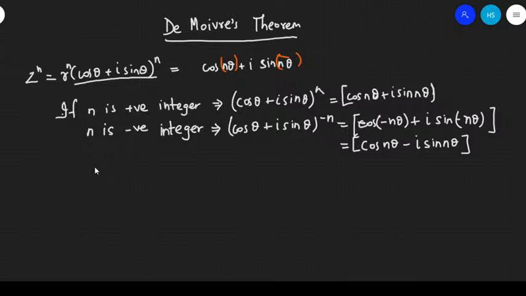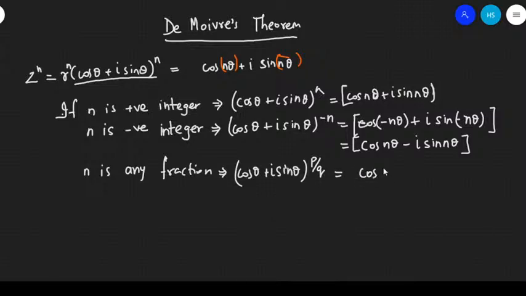If n is any fraction, then (cos theta plus iota sin theta) raised to power, let us assume the fraction is p by q, is equal to cos p by q theta plus iota sin p by q theta.